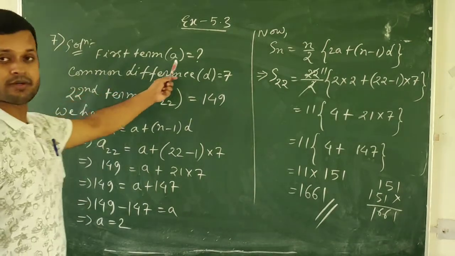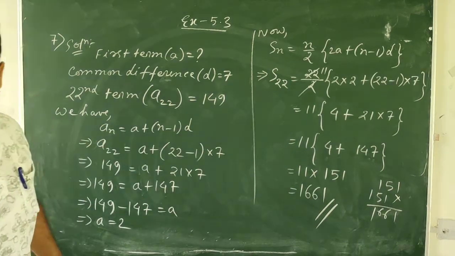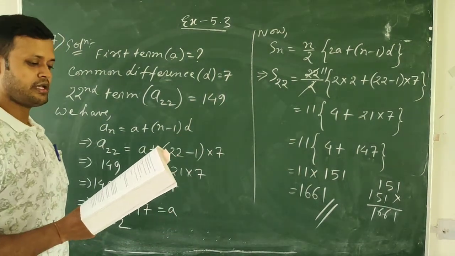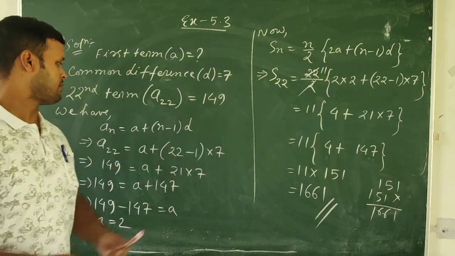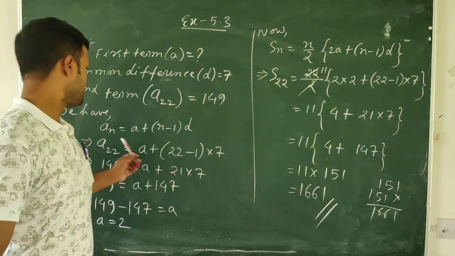So the first term is not given to us. The first term A is not given to us. The common difference is given to us. You see the question properly? Find the sum of the first 22 terms of an AP in which D is 7 and the 22nd term is given. And the 22nd term is how much? 149. So first what we will do, students, is use the nth term formula.